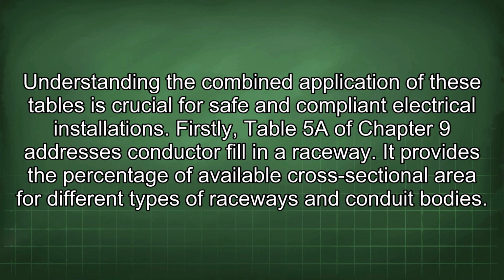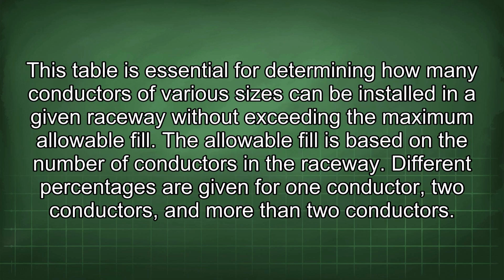Firstly, Table 5 of Chapter 9 addresses conductor fill in a raceway. It provides the percentage of available cross-sectional area for different types of raceways and conduit bodies. This table is essential for determining how many conductors of various sizes can be installed in a given raceway without exceeding the maximum allowable fill. The allowable fill is based on the number of conductors in the raceway. Different percentages are given for 1 conductor, 2 conductors, and more than 2 conductors.